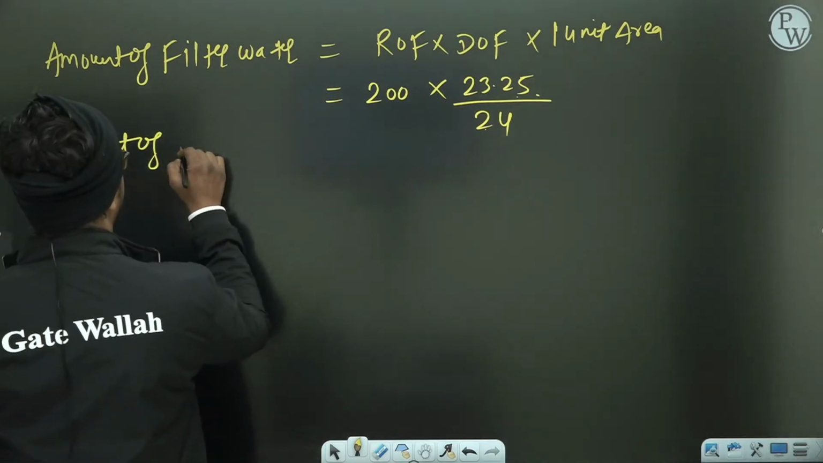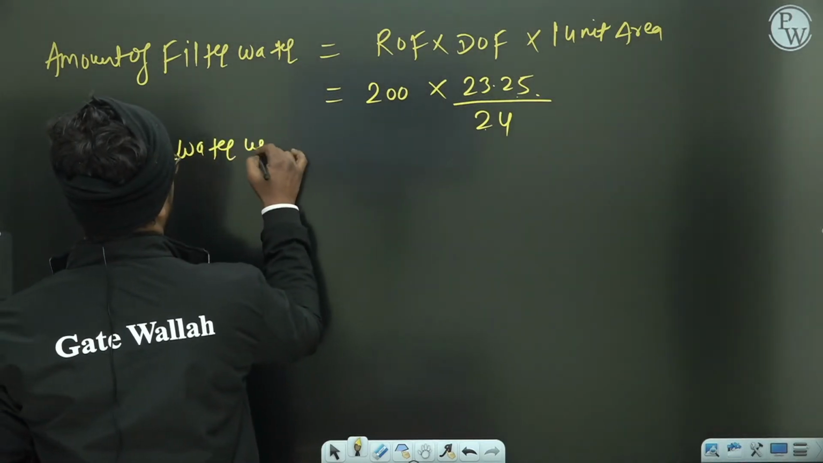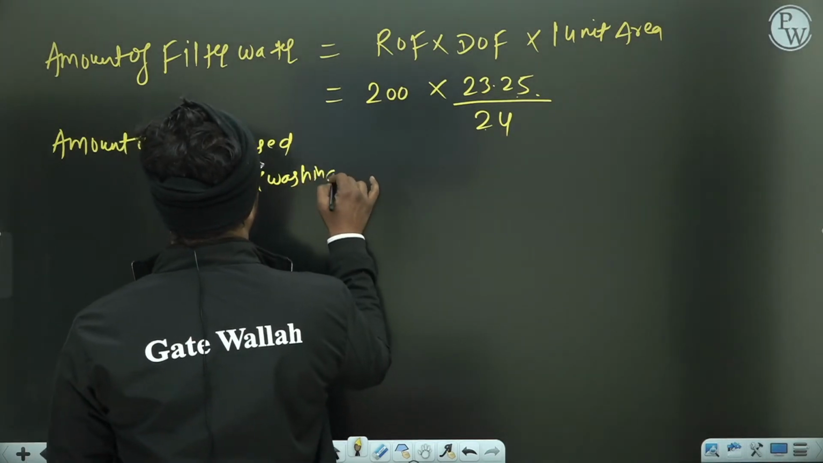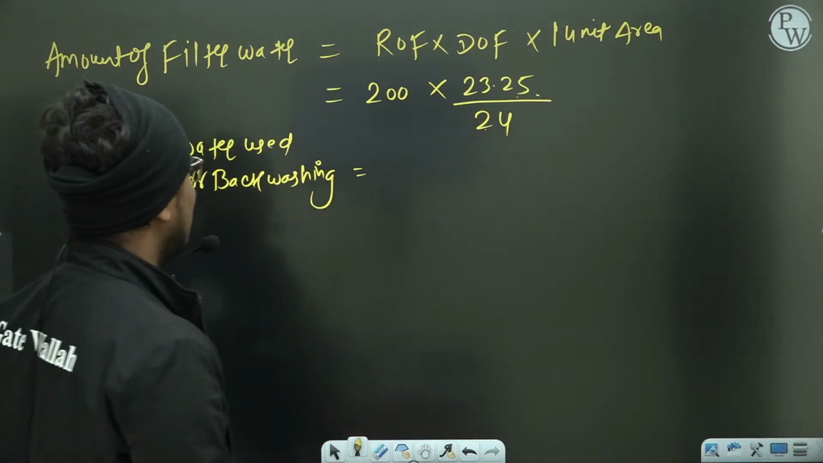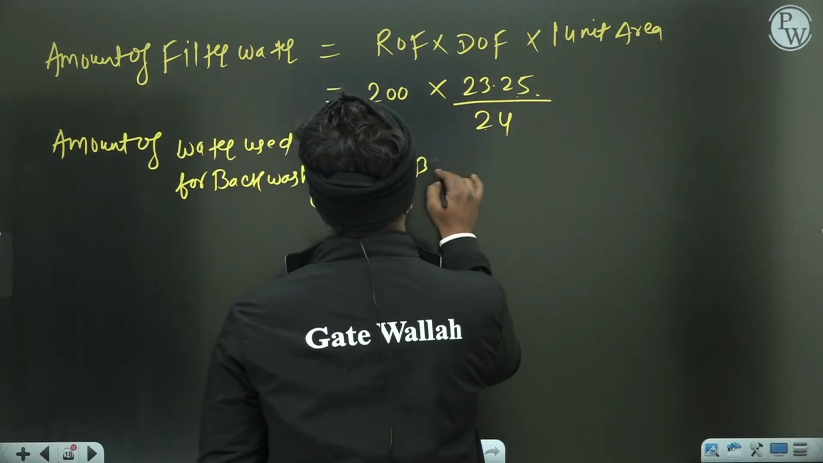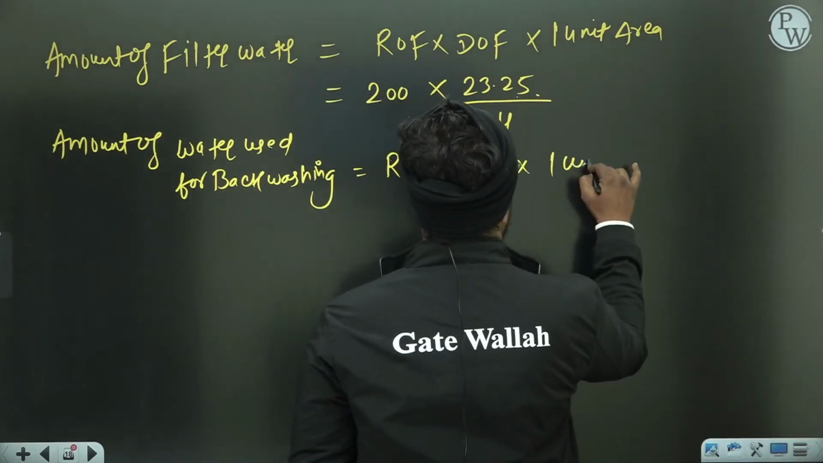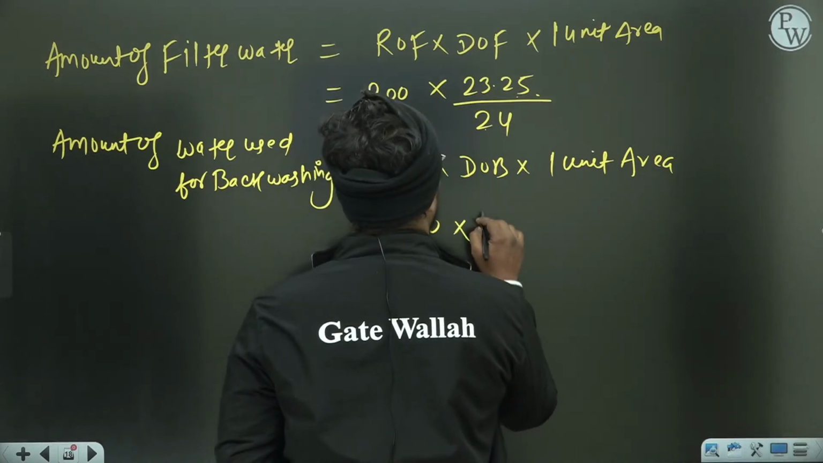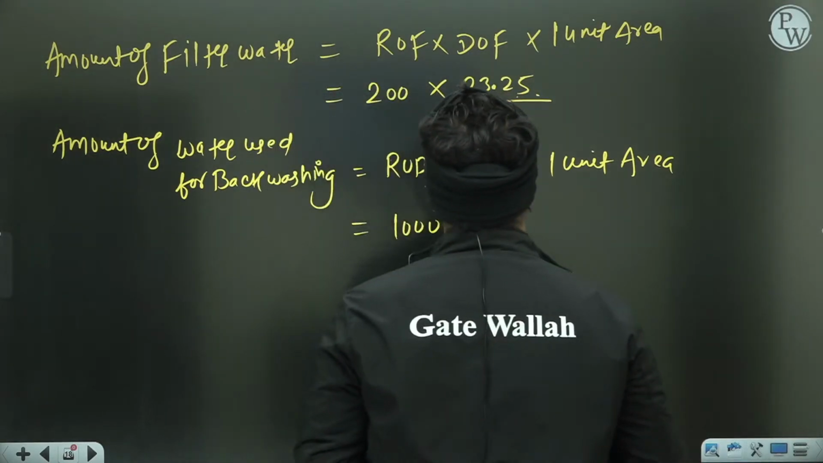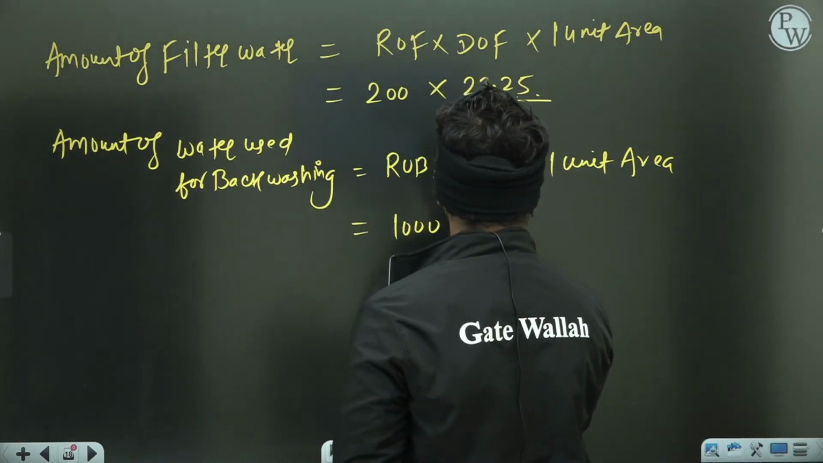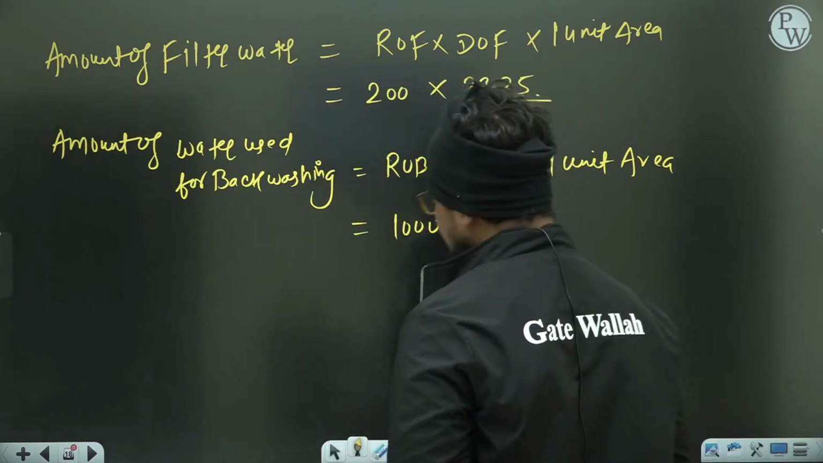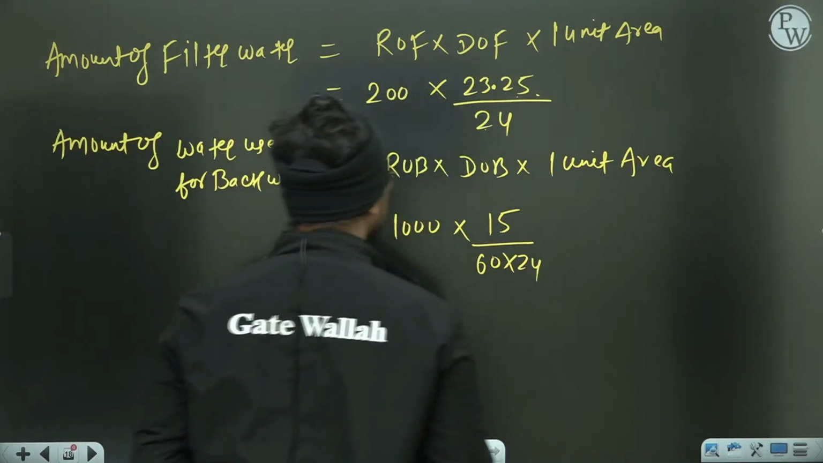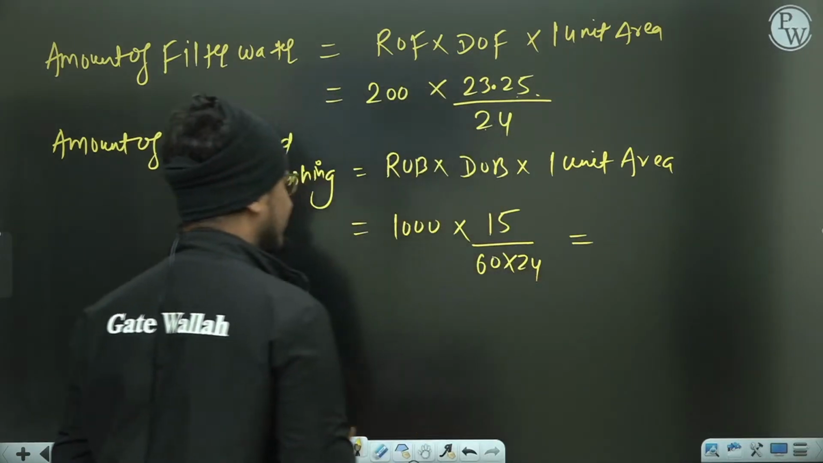Now amount of water used for backwash. Amount of water used, so we have ROB into DOB. Again, 1 unit area we are taking. So DOB we have 15 minutes. So I'm converting this part into hours: 15 divided by 60, that is 1 by 4 hour. Now this is in day, so I'm again dividing by 24. Whatever value you are getting.